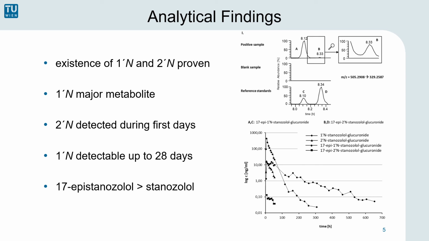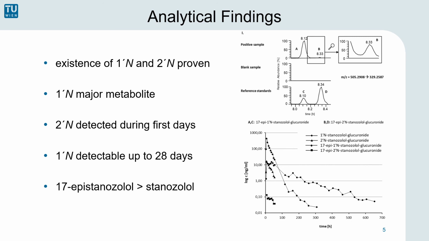In the lower chart, the detection windows of stanozolol and 17-epi-stanozolol N-glucuronides are shown. 2'N glucuronides are detectable only during the first days after administration, whereas 1'N glucuronides are detectable for several days. Especially the 1'N glucuronide of 17-epi-stanozolol is detectable for up to 28 days, and 1'N stanozolol glucuronide for up to 13 days.